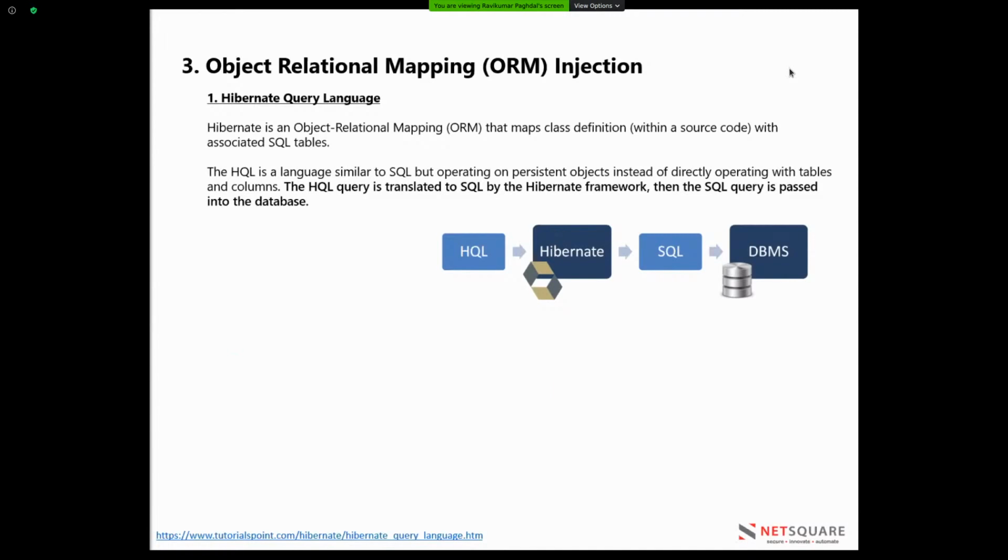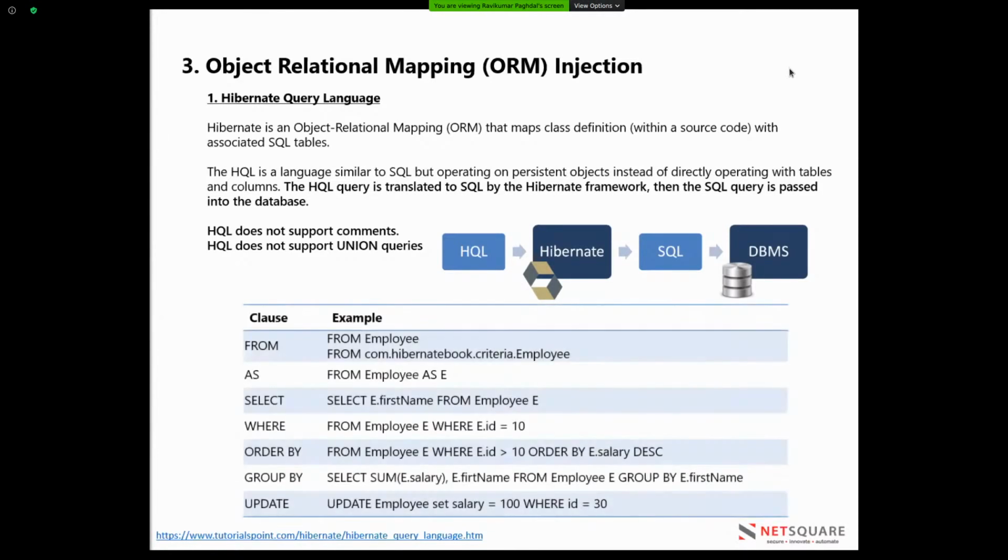Okay, so let's move on. HQL does not support comments. If you put a SQL comment in your payload and the backend is Hibernate, the payload will not work because HQL does not support comments. HQL does not support union queries. Even if you put a union based injection in HQL, it will not work. So this is an example of how an HQL query looks.